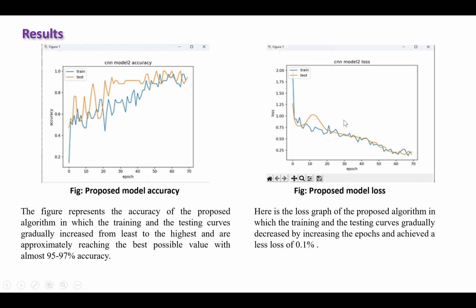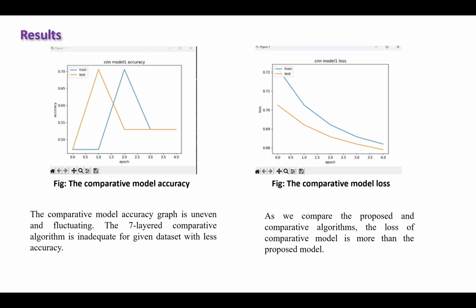And when we come to the results for our proposed model, the accuracy is nearly 100%, and we can say it is 95 to 97%. When we come to the loss, it is less than 0.1%, as we have got our results very accurately. And for the comparative model accuracy, the 7-layered comparative algorithm is inadequate for the given dataset with less accuracy, and also the loss of the comparative model is more than the proposed model.